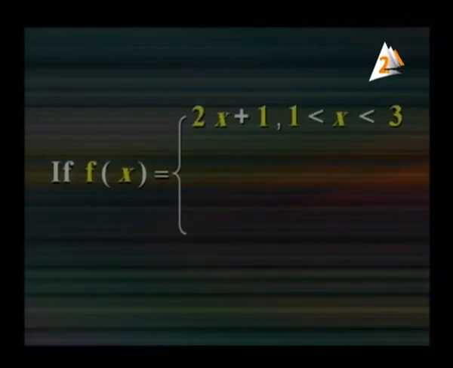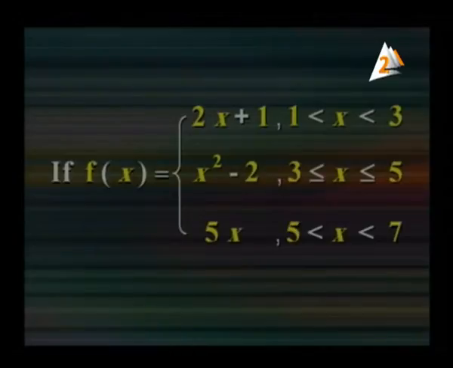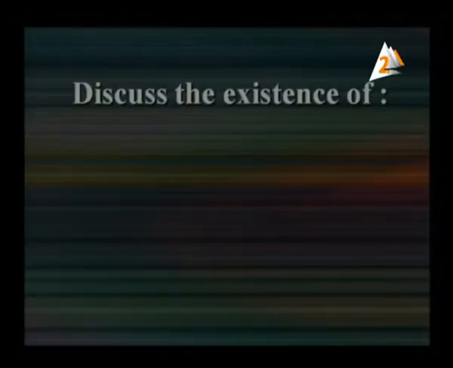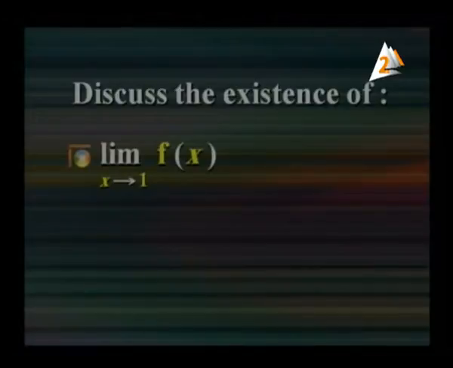Another example. f of x equals 2x plus 1 when x is more than 1 and smaller than 3, x power 2 minus 2 when x is more than or equal to 3 and smaller than or equal to 5, and f of x equals 5x when x is more than 5 and smaller than 7. Discuss the existence of the limit of f of x when x tends to 1.